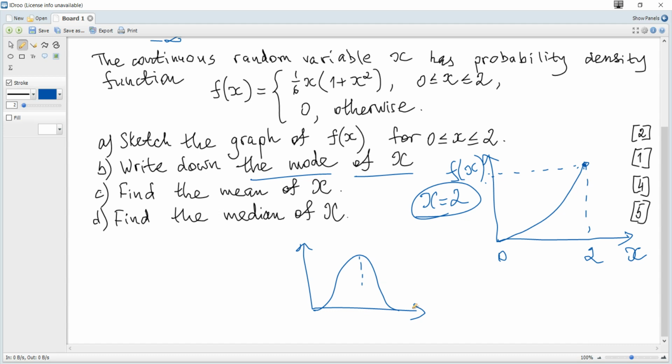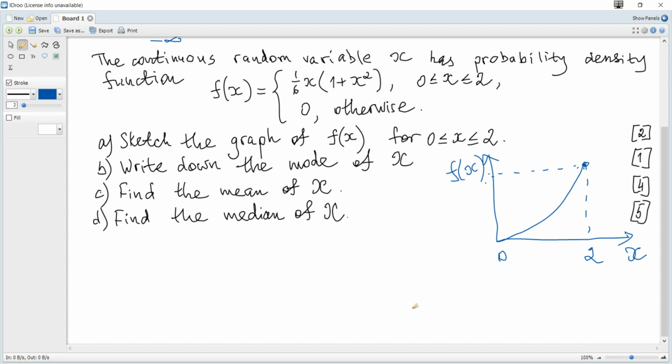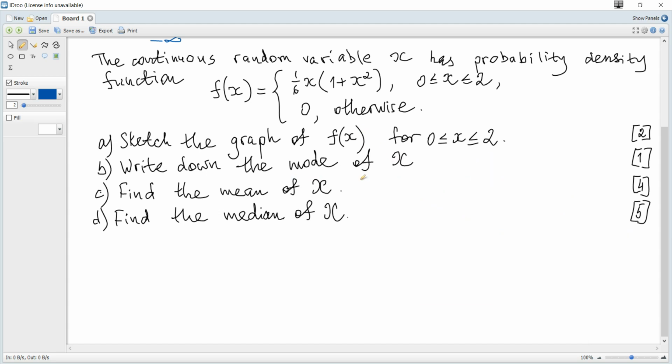The next, find the mean of x. Mean, or it's the same as expected value of x, is denoted as E of x, or maybe just mu, and is equal to, the formula is given in a data booklet, the integral from negative infinity to plus infinity of f of x multiplied by x dx.